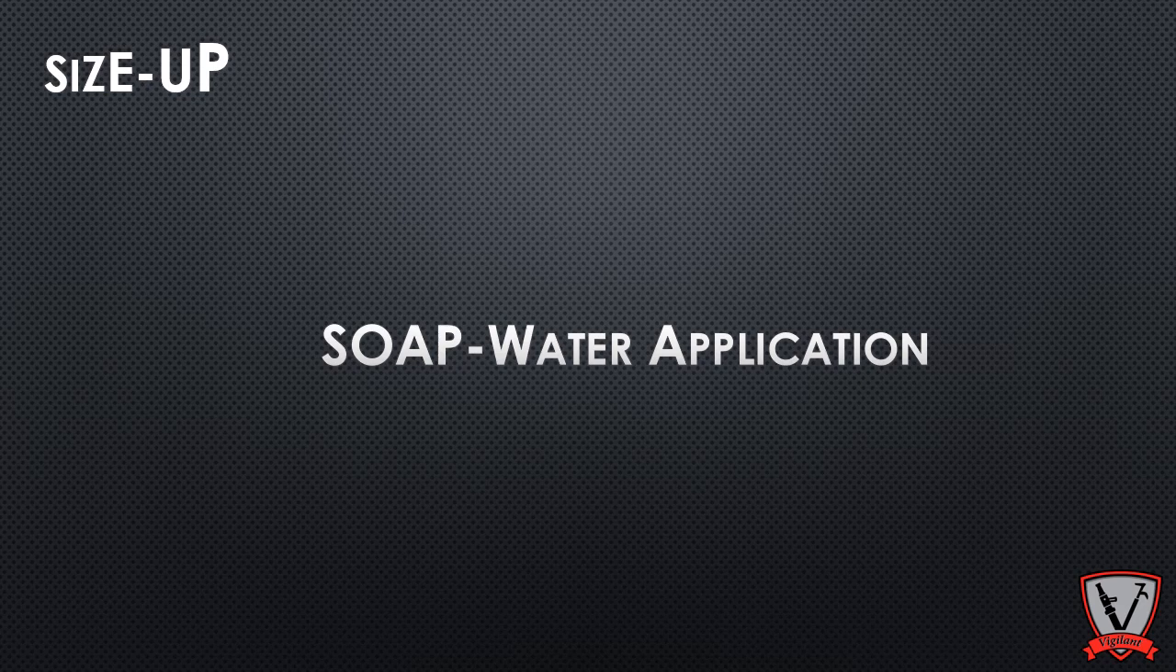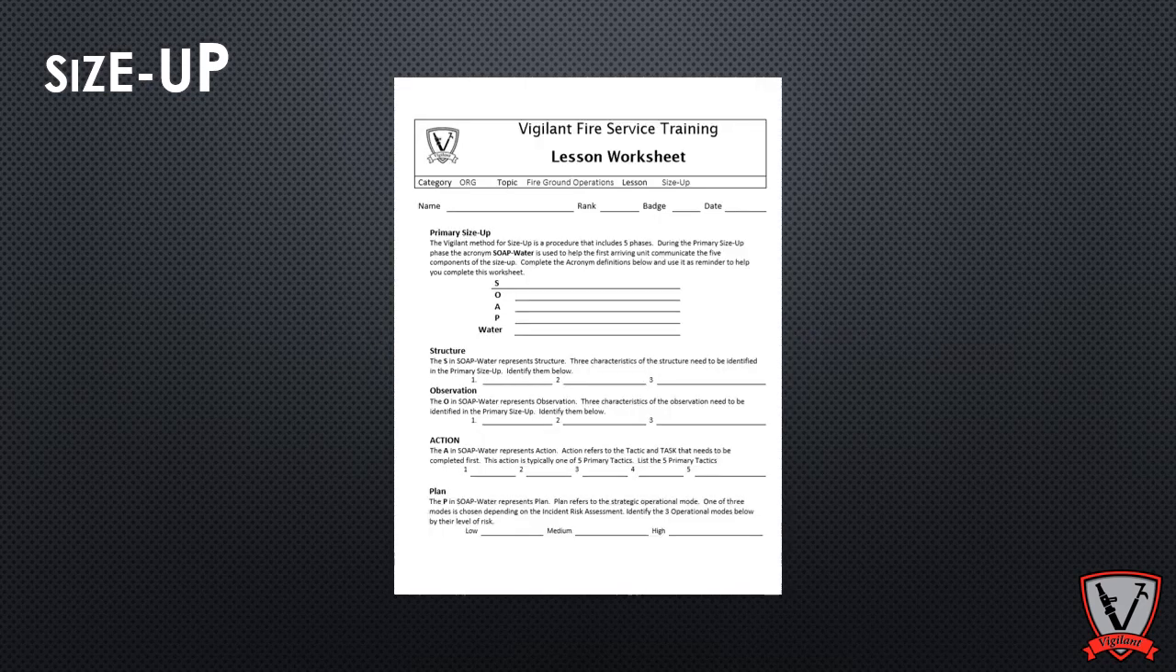So let's take this lesson to the next step and start applying what we've just learned in that SOAP water application. To do that, let's get out the worksheet that's been provided to you by your training officer. It's titled Vigilant Fire Service Training Lesson Worksheet. The category is organization, the topic is fireground operations, and the lesson is Size-Up. That's the worksheet you should be working off of as we move through the second half of this lesson.